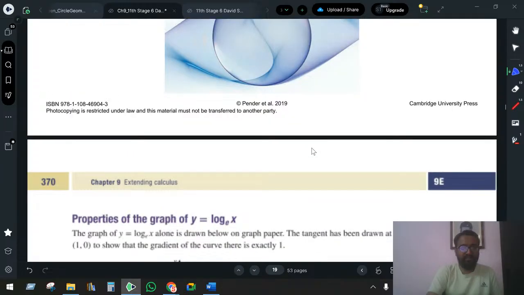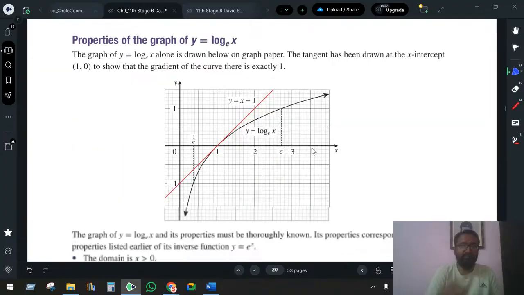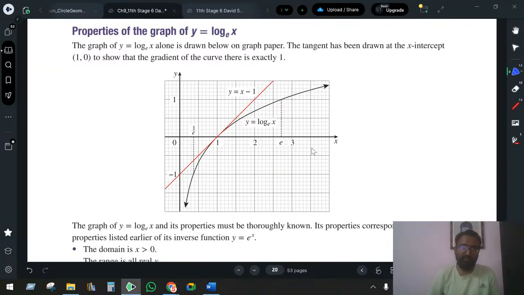Next, properties of the logarithm function. So this is log x base e. The tangent at 1 is y equals x minus 1. Okay, this is the tangent line, y equals x minus 1.